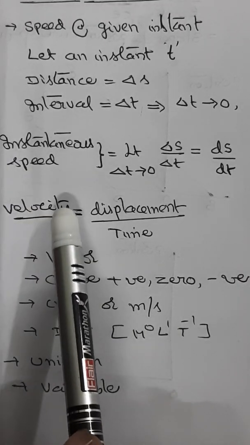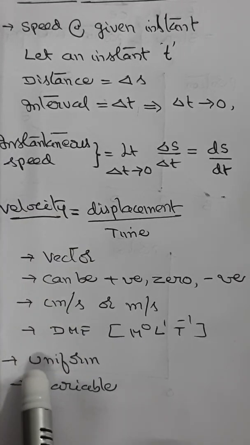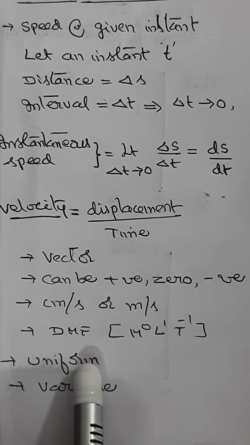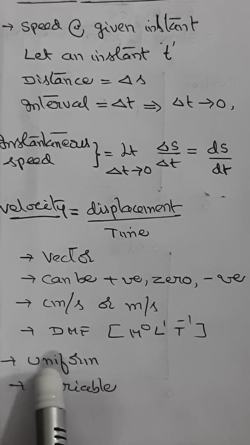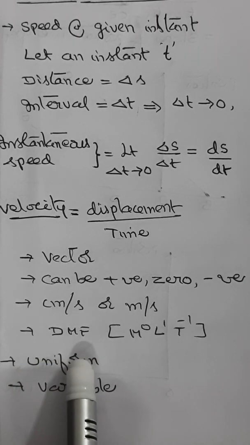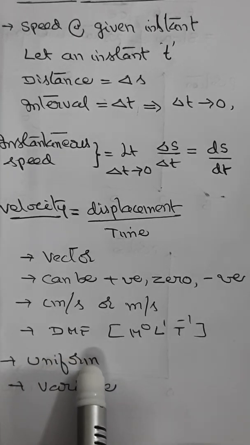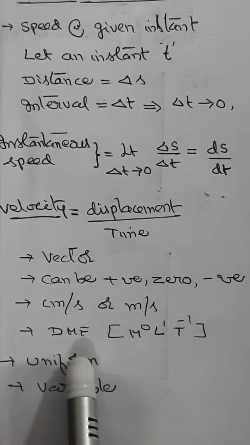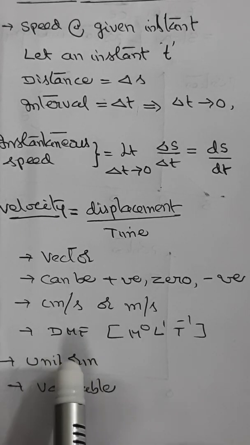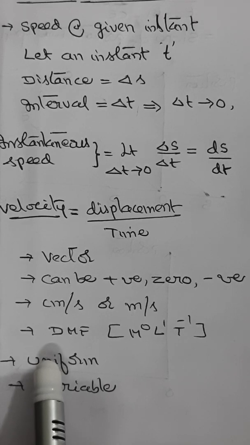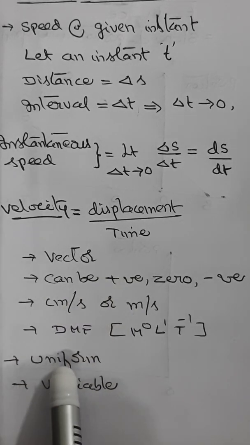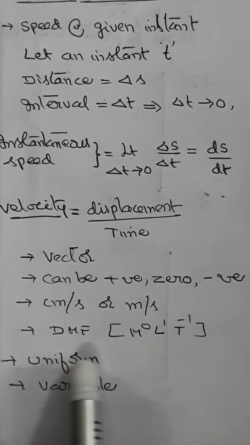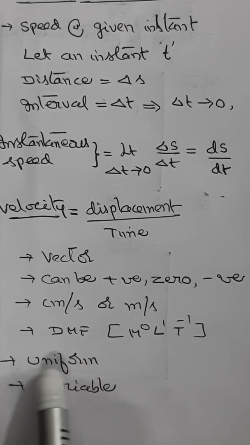Now, once you know what is velocity, we can easily define what is uniform velocity. An object is said to be moving with a uniform velocity if it undergoes equal displacements in equal intervals of time, however small the intervals may be. If it is equal distance in equal intervals, it is uniform speed. If it covers equal displacements in equal intervals of time, it is uniform velocity, however small the time intervals may be. This is how it can be defined.